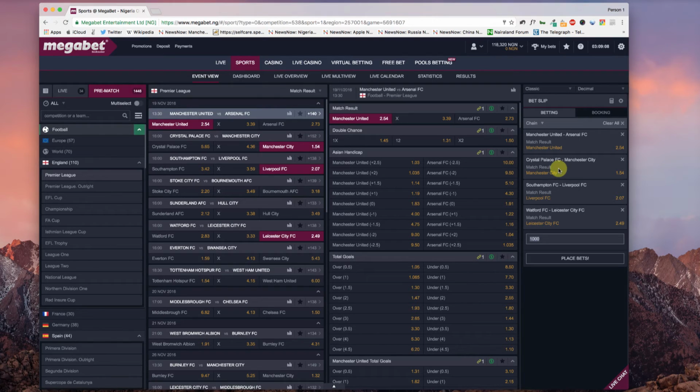And if you win the second game, your profit will be put aside for you and your capital reinvested in the third game, and so on and so forth. You can chain as many as you want. And in this 4-game chain, we're going to place 1,000 naira.